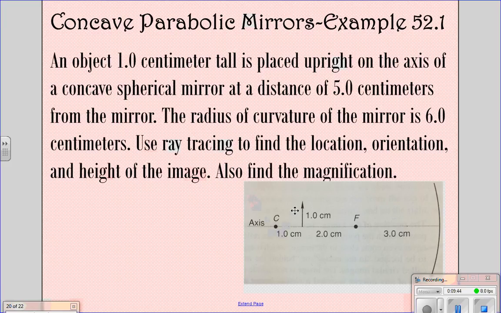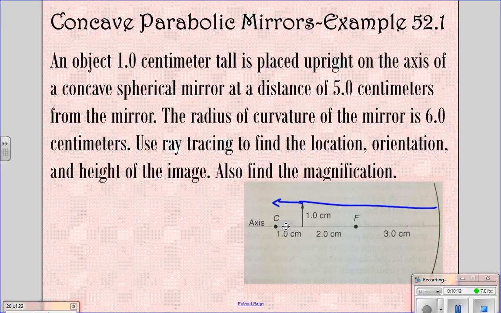And then we know that we have an object that is 1 centimeter tall, and it's on the axis here. And the object is 5 centimeters from the mirror. So this distance here is 5. And so if you look, you've got 2 and 3, total of 5. Then they told us the radius of the mirror is 6. So that means that 1 more centimeter past the object is the center of our mirror.